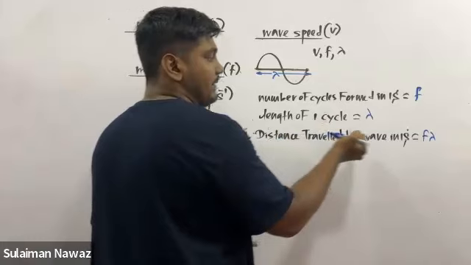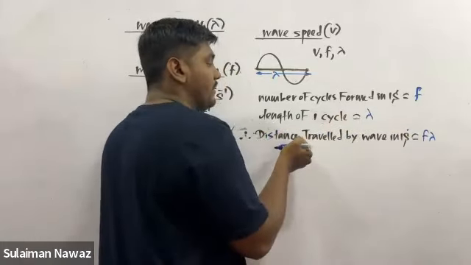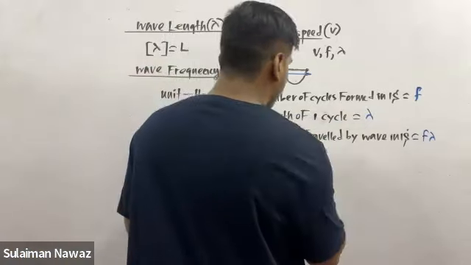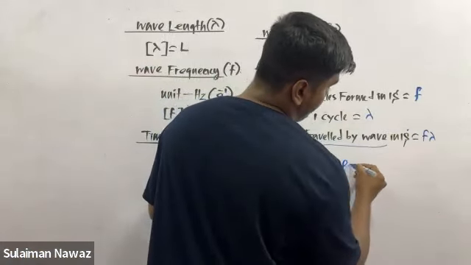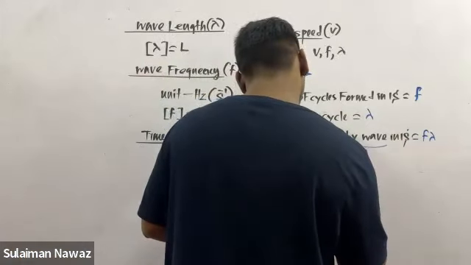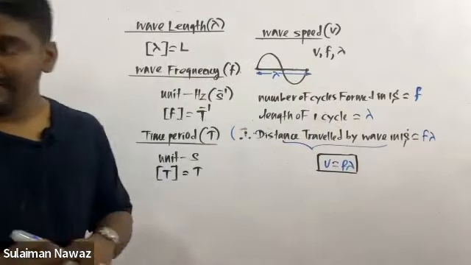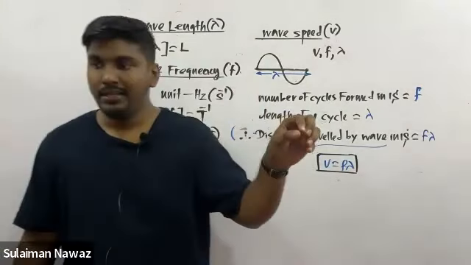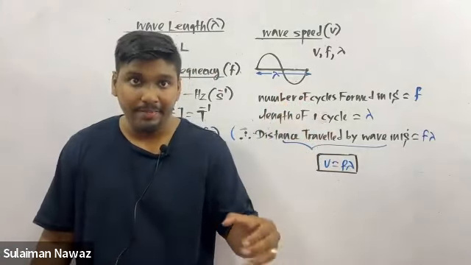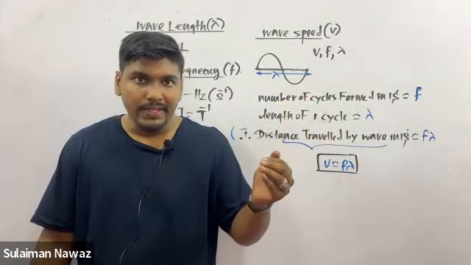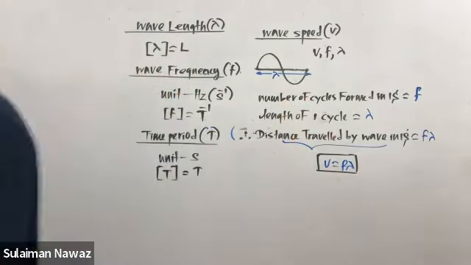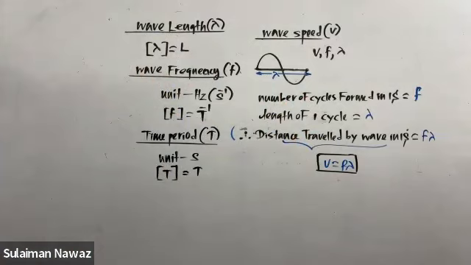Then what we call distance in 1 second, distance per unit time, is what we call velocity, or speed. Therefore, we can write down V equals f lambda. Speed equals f lambda equation. Write these things down quickly and put a point: important. The V equals f lambda equation can be applied to any wave in the universe.